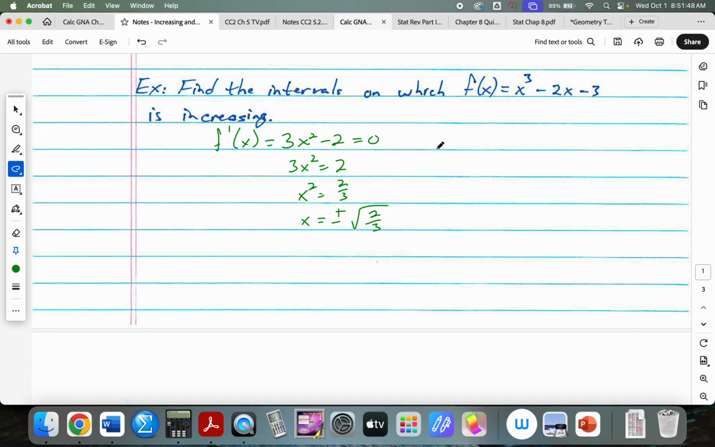So what I typically do is draw a number line and put the two places where f prime of x is equal to 0.